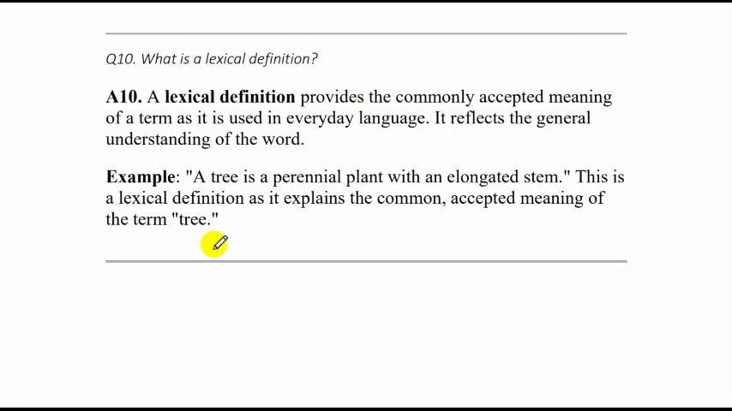What is a lexical definition? A lexical definition provides a commonly accepted meaning of a term as it is used in everyday language. It reflects the general understanding of the word. For example, a tree is a perennial plant with an elongated stem. This is a lexical definition as it explains the commonly accepted meaning of the term tree.